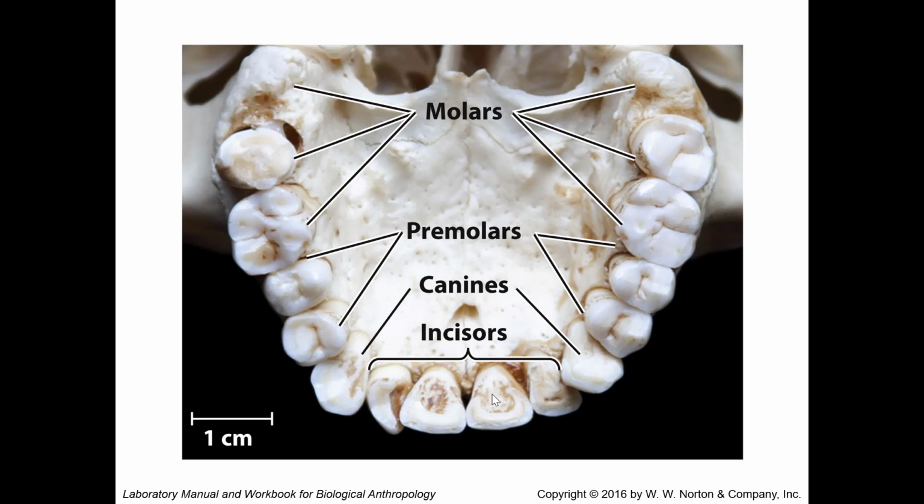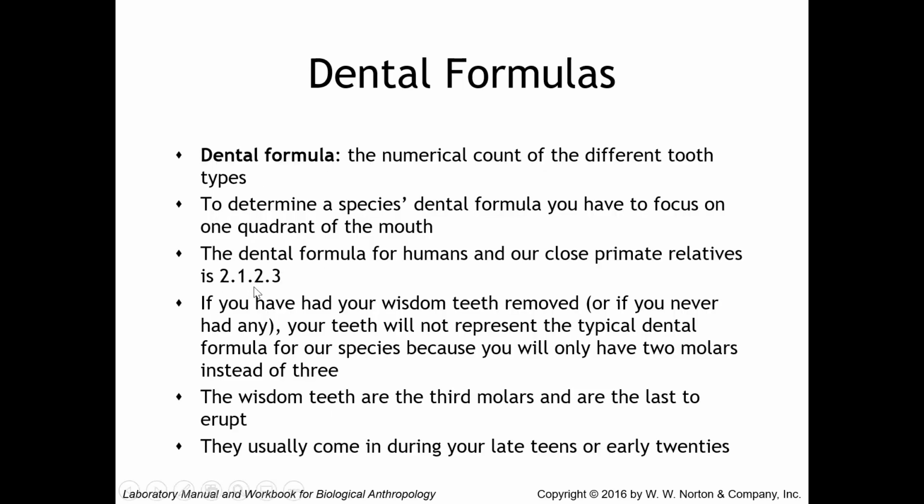So the dental formula for humans and our close primate relatives is 2.1.2.3, right? You can see it here. We write it exactly like this with the periods in between: 2 incisors, 1 canine, 2 premolars, 3 molars. However, if you have had your wisdom teeth removed, or if you never had any, your teeth will not represent the typical dental formula for our species because you will only have 2 molars instead of 3.